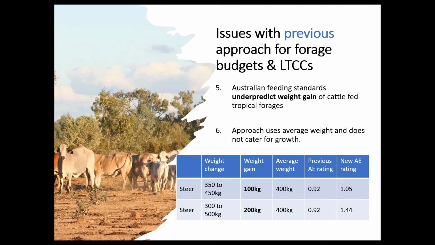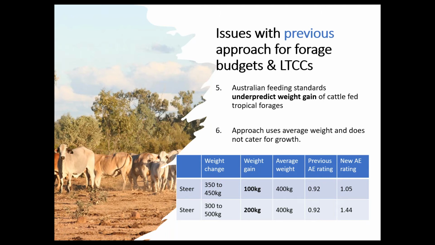The approach that we had been using also didn't cater for weight gain. It was a static approach. It used an average weight in the metabolic weight formula. So there's an example in that table that shows you a steer going into a paddock at 350 kilos and coming out 12 months later at 450 kilos has a weight gain of 100 kilos, but its average weight is 400 kilos. So the AE rating using the metabolic formula was 0.92.